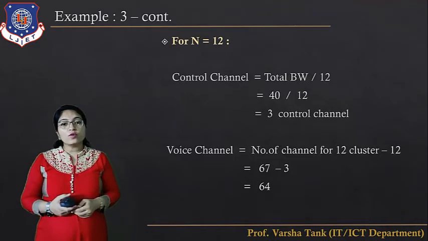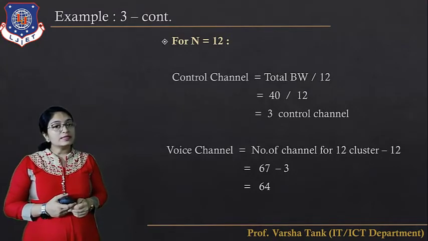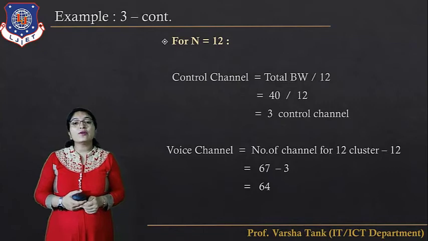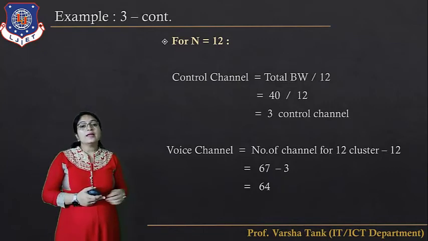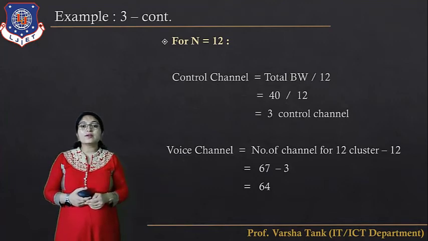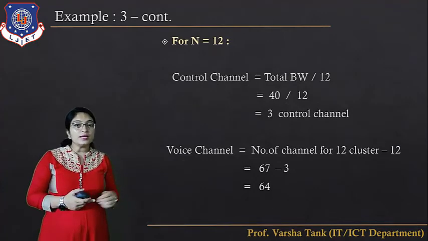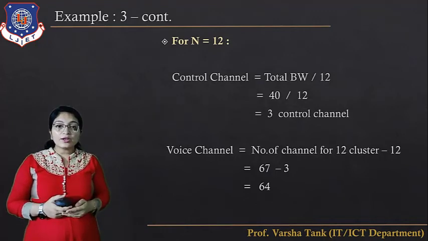Now next is the voice channel. So the number of channels for the 12 cluster minus the control channels. The number of channels that we have defined for the 12 cluster is 67, minus 3. So you will get the difference 64. So 64 voice channels are available for the 12 reuse concept.